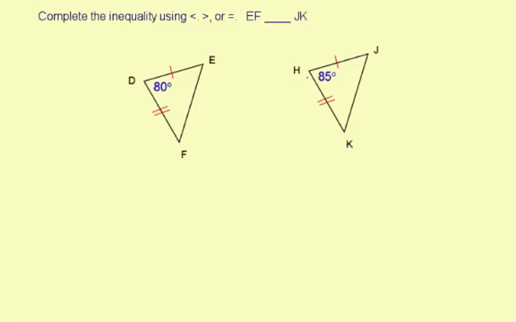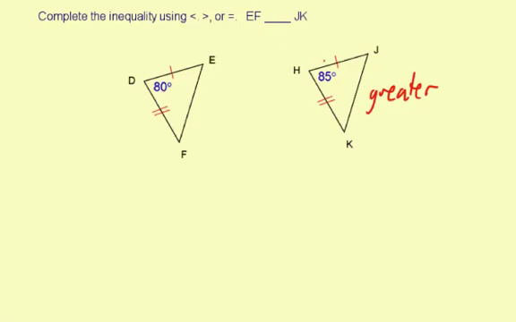Now notice this angle H is greater than angle D. That means that the measure of segment JK has to be bigger than the measure of segment EF. And that should kind of make sense, because triangle HJK is a little bit wider than DEF. So this one has to be greater over here because the 85 degrees is greater than the 80 degrees.